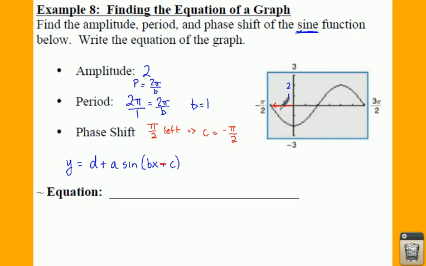So if we write our equation, we also don't have a shift up or down, so we're going to write our equation as y equals, we don't have a d, so we can get rid of that, but our a is going to be 2. So then we have a sine of 1 for our b, x plus pi over 2. A plus pi over 2 means it's going to be shifted to the left. So there are your A's, B's, C's, and D's.